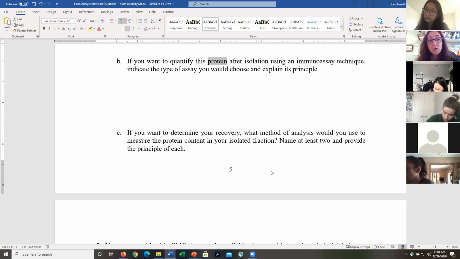In this case, the protein is purified, so you can use research methods. You can use absorption at 280, you can use Bradford, you can use Biuret method. All of those research methods can be used.